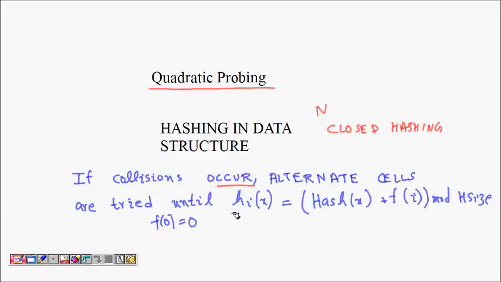Initially we said that we have a hash function, and hash of x is wherever we get, so this cell will be where I put that element. But what happens if some element is already there at the cell number hash of x? In that case, we will try out another cell.